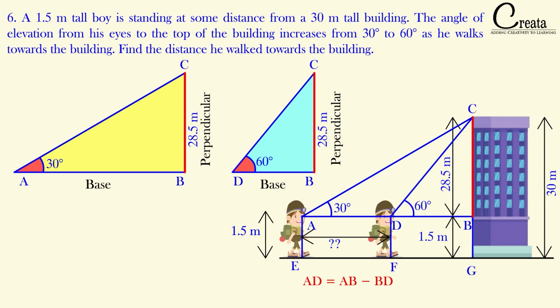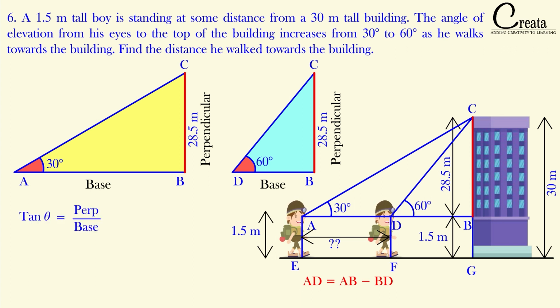So this philosophy we will use. We will find the bases of both the triangles. So let's do so. Let's take the triangle DBC. Here perpendicular is given, trigonometric angle is given, and we have to find the base. So which trigonometric ratio will we apply? We will apply tan theta.